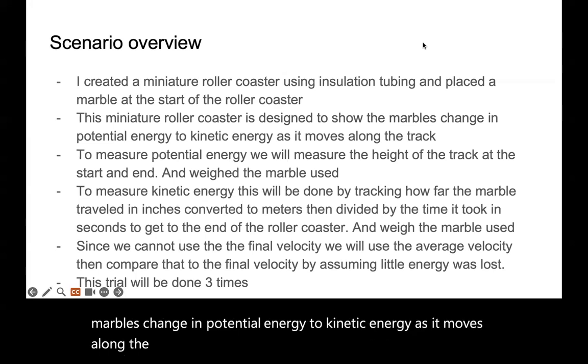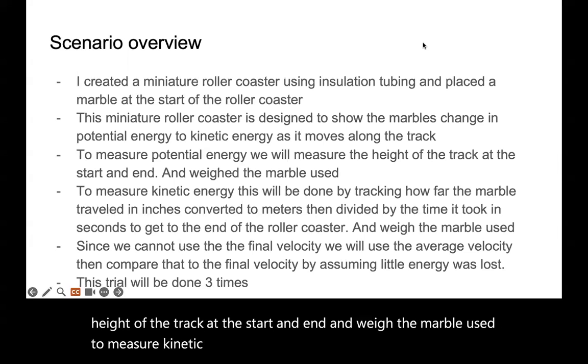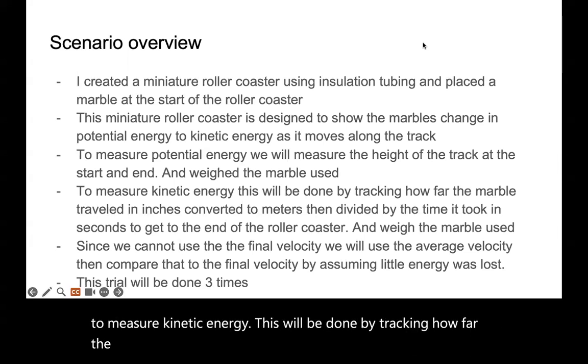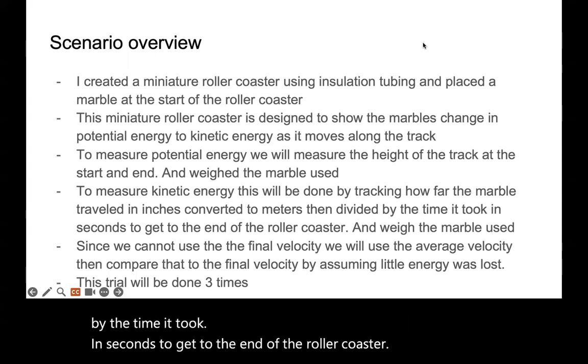To measure potential energy, we will measure the height of the track at the start and end and weigh the marble used. To measure kinetic energy, this will be done by tracking how far the marble traveled in inches converted to meters, then divided by the time it took in seconds to get to the end of the roller coaster, and weigh the marble used.